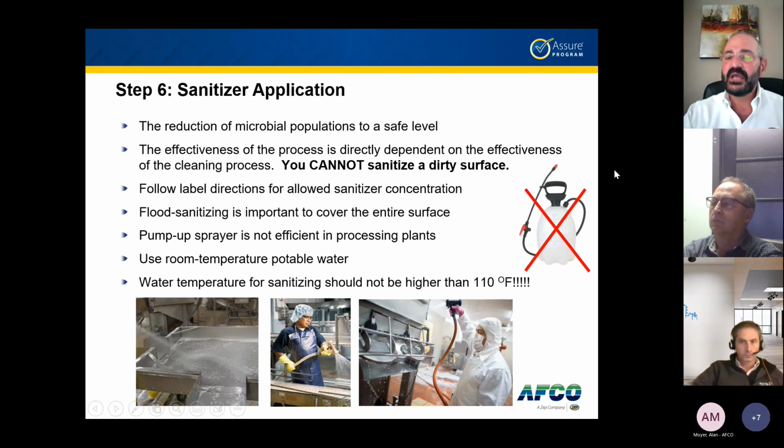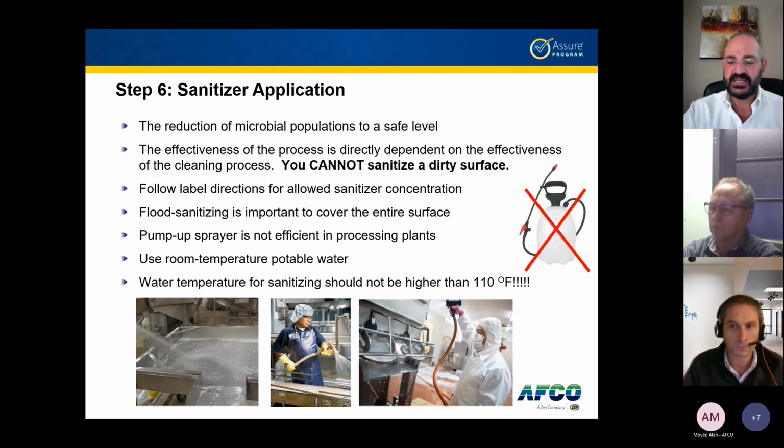When you sanitize, do not use hot water. The maximum you can use, if you have hot water, is 110, because hot water will affect the effectiveness of the sanitizer itself, meaning some of the active ingredients will gas off, so you will not have as effective a sanitizer as you want it to be. So always use ambient or regular water temperature when you want to sanitize. And again, if you have to use hot water, don't use it at hotter than 110 degrees.